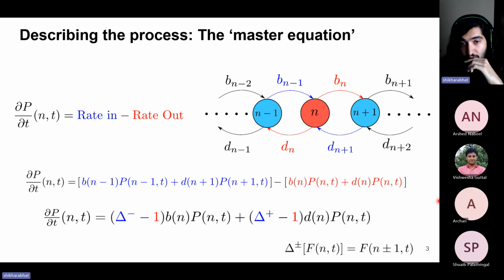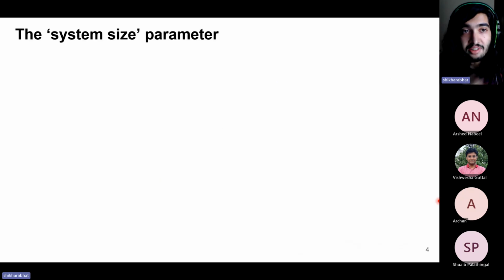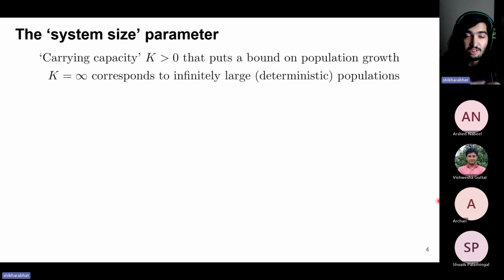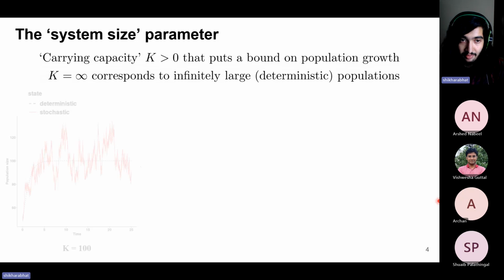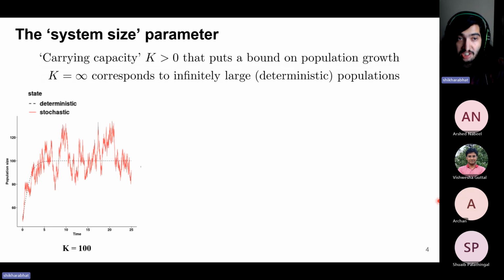To proceed analytically, we assumed that there is something called a system size parameter. Explicitly, we assume that there is something like a carrying capacity k, which puts a bound on population growth, such that if the population size exceeds k, growth rate is expected to be negative. What this looks like, for example, is here are some simulations of a logistic equation where I have a stochastic simulation in red, and the dotted line is the actual deterministic logistic equation for various values of k.